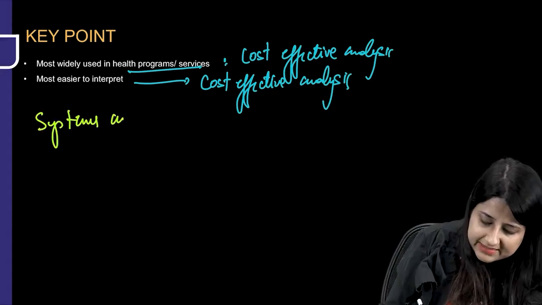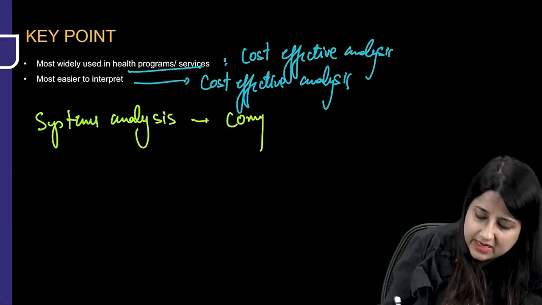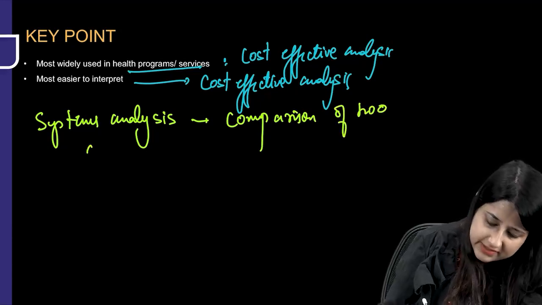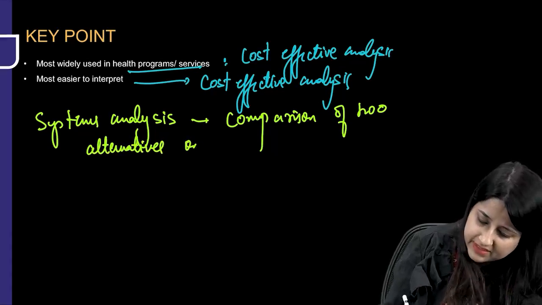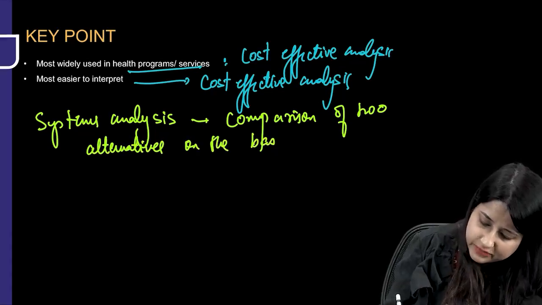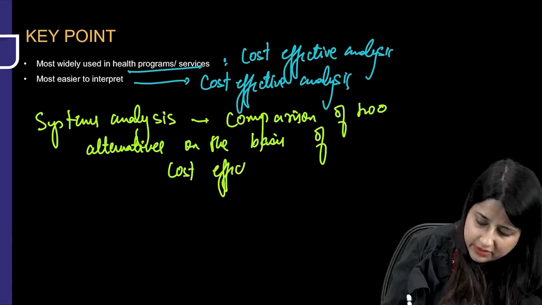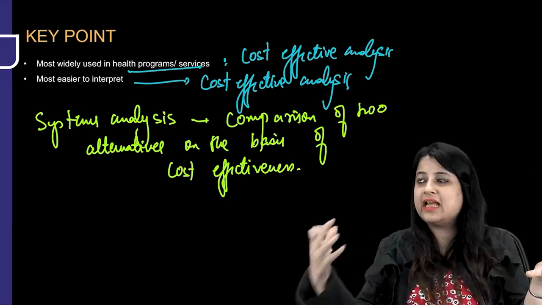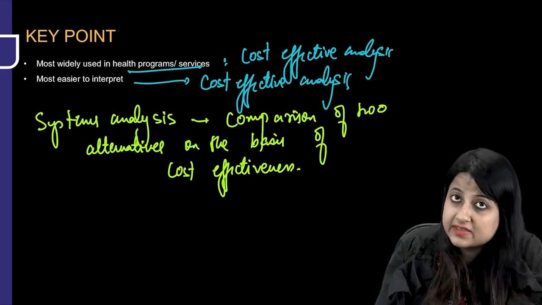Please remember, in systems analysis, we compare two alternatives, okay. It is a comparison of two alternatives on the basis of their cost effectiveness. Like we have a CBNAT available and we have a sputum test. So which is better? We compare on the basis of cost effectiveness.